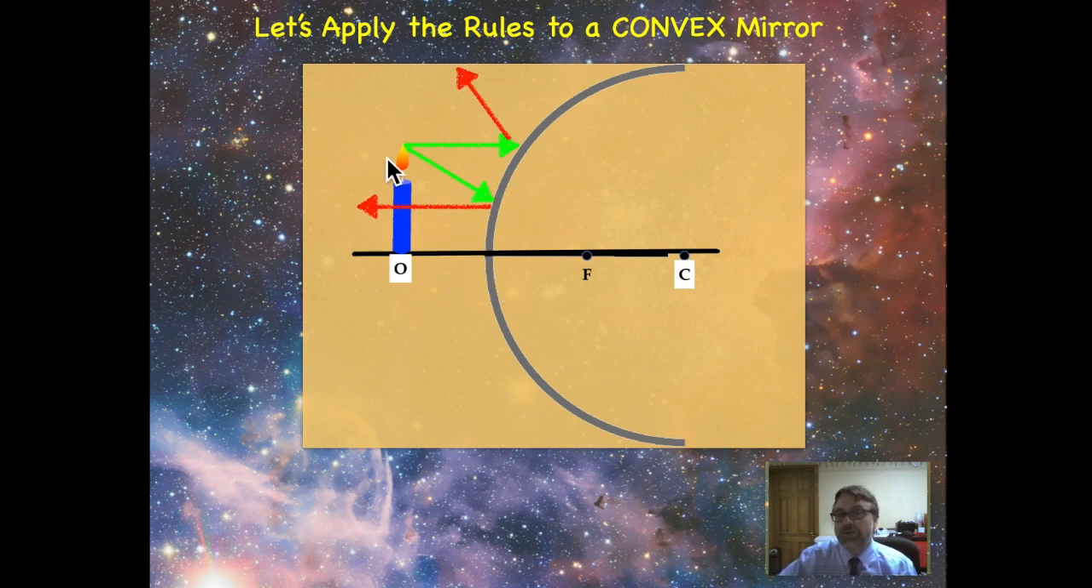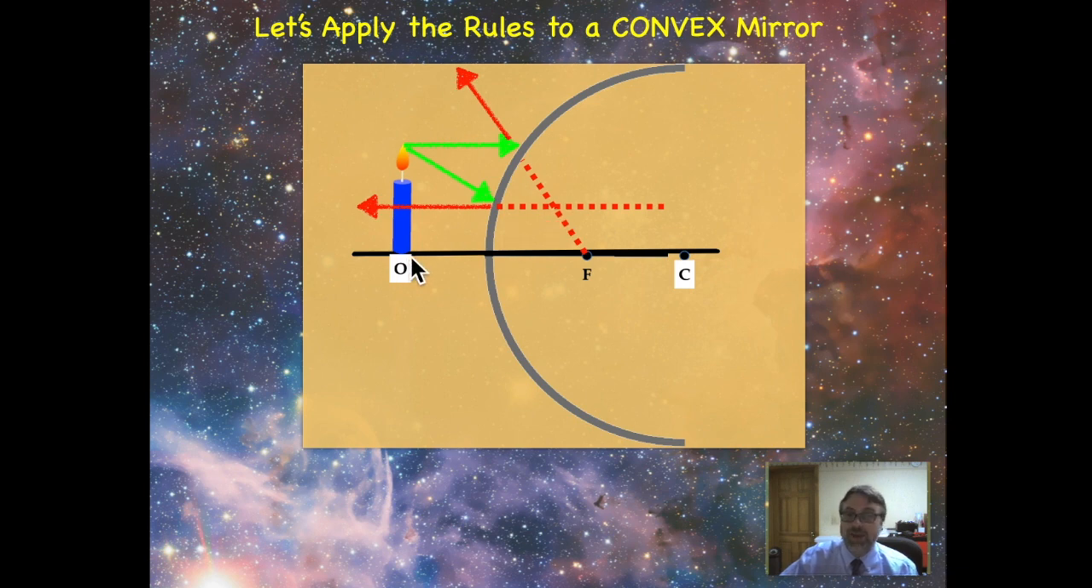Note, I have two reflections. They do not cross on the real side. They are diverging, so I expect a virtual image. I'm going to do the same trick we did with plane mirrors. Since the reflections do not cross on the real side, I will project them backwards to see where they cross on the virtual side. They cross right there. So my image, the top of the candle image, should be right there.